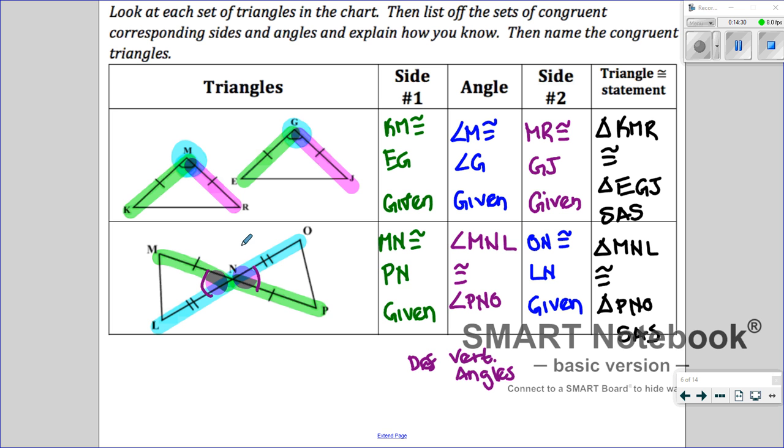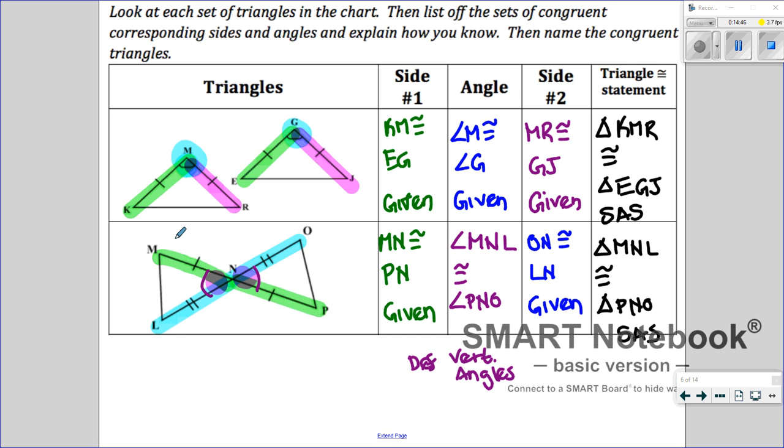The first thing you would do to make it easy for yourself, mark it up. Highlight any sides that are congruent to each other, any angles that are congruent to each other, mark those up first. Then you can write the congruency statement.